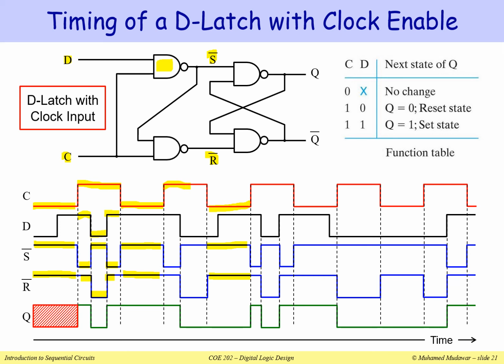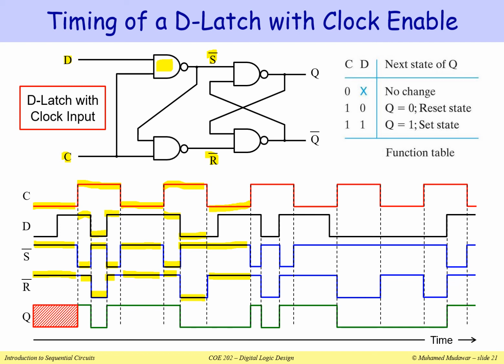Same thing here. When C is equal to 1, you can see that S bar is just the complement of D. When D is equal to 1, S bar will be equal to 0, and when D is equal to 0, S bar will be equal to 1. Notice that R bar is just following D. I'm also showing Q here, and Q bar is just the complement of Q.